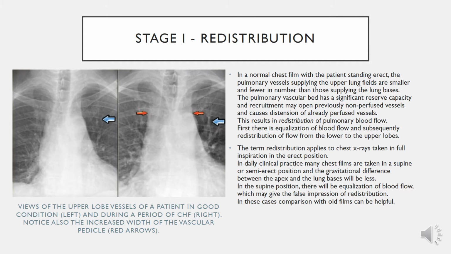The term redistribution applies to chest X-rays taken in full inspiration in the erect position. In daily clinical practice, many chest films are taken in a supine or semi-erect position, and the gravitational difference between the apex and the lung bases will be less. In the supine position, there will be equalization of blood flow, which may give the false impression of redistribution. In these cases, comparison with old films can be helpful.